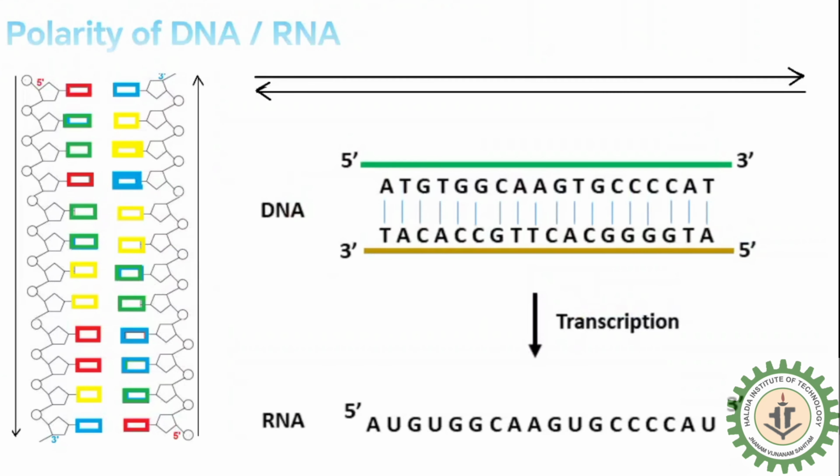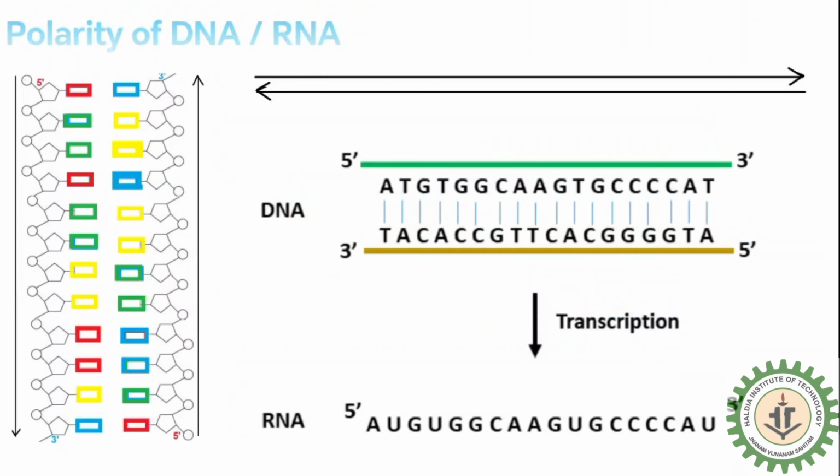So if you want to draw the opposite, that is from 3' to 5' and the next strand from 5' to 3', you can draw that. But by convention, if you are not mentioning the 5' and 3' numbers, the upper strand represents the 5' to 3' polarity and the lower strand represents the 3' to 5' polarity.